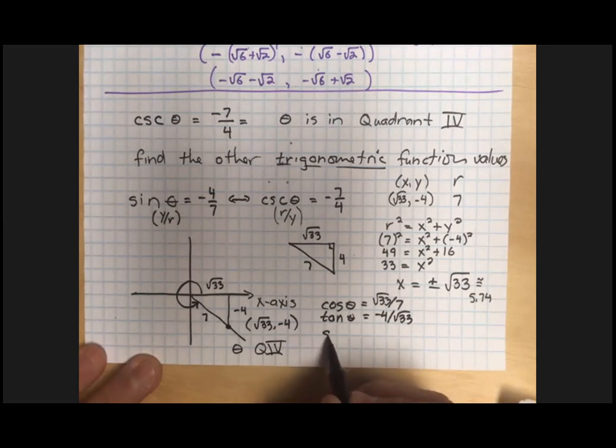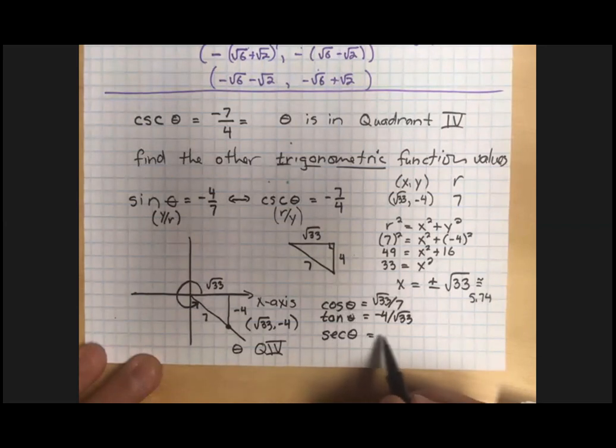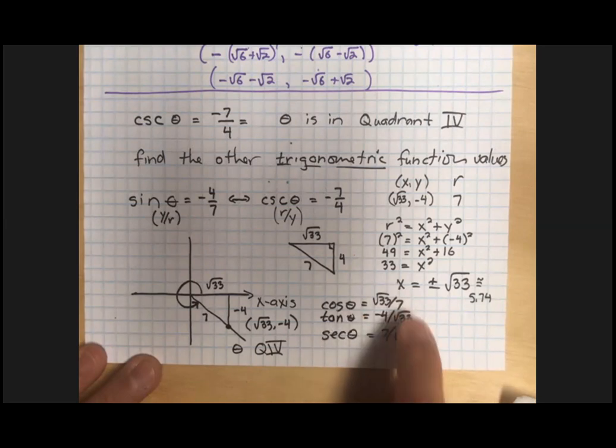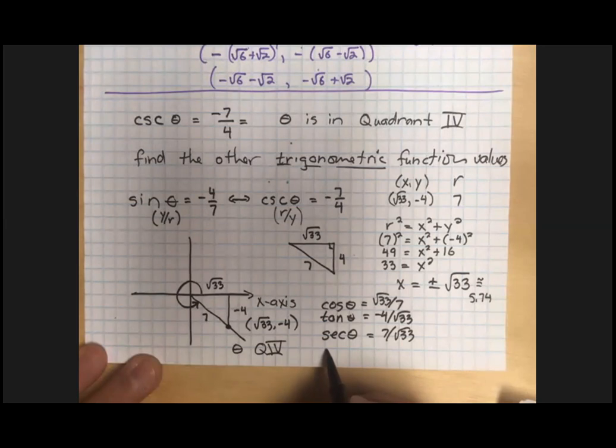What's the secant of theta? Who is the secant partner with? Cosine. So that will be 7 over root 33. Notice I did not say secant is r over x or r over y. No, I just said secant is the reciprocal of cosine. So I just flipped over cosine. Cotangent is the reciprocal of tangent. So this is minus root 33 over 4.